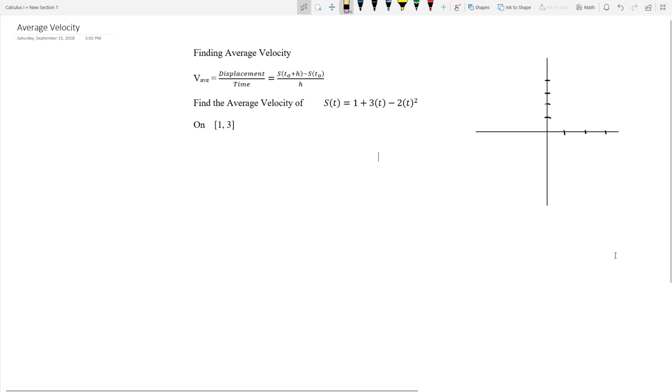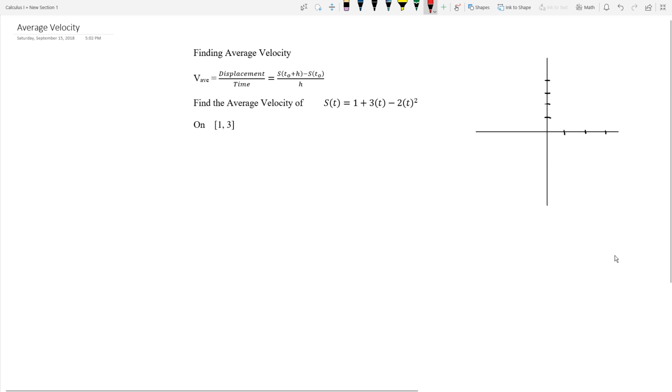We've been given some information here, such as how to find that average velocity for the function of s at t, which is equal to 1 plus 3 times t minus 2 times t squared. And it says on. This is important. It's not at 1, 3. It's on 1, 3.